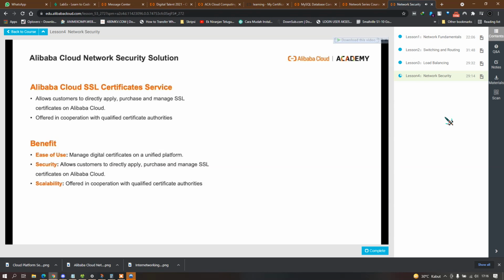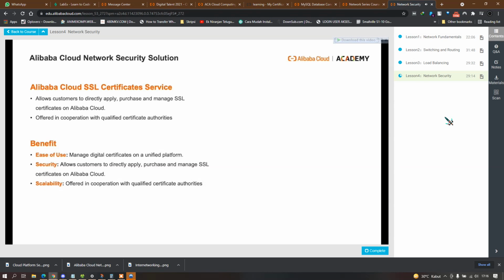And then here we have some benefits of the certificate service. The first one is that it is easy to use, because this service can manage digital certificates on a unified platform. You don't have to contact each of the different certificate vendors to apply for certificates. You just need to use this unified platform to manage your certificates.